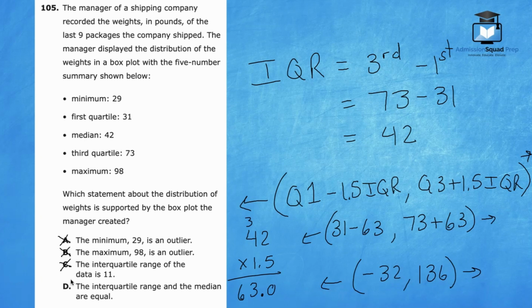So D is going to be our correct answer. It says the interquartile range and the median are equal, because we noticed that the interquartile range was 42 and the median of the entire data set is also 42. So D is our correct answer.